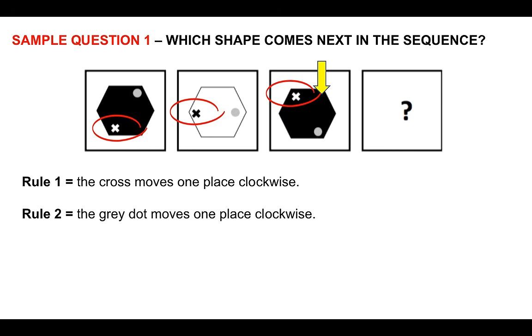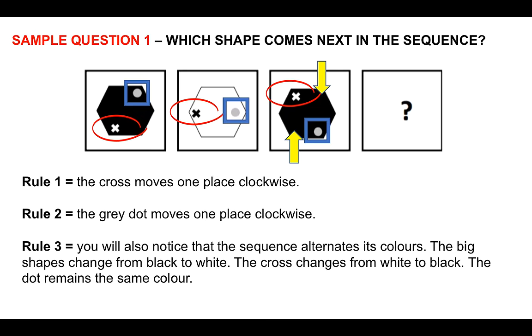Then there's rule 2. Now, you'll notice that the grey dot moves one place clockwise as well. So that moves one place clockwise, so you've got the grey dot there. It stays consistent in the fact it is grey, but it moves one there, then it moves there. So in the next shape, it needs to be there. So in our head, we can work out straight away that's where they need to be. And trust me, once you practice loads of these, and I'm going to give you some free sample test questions in a little while, then it becomes easy to answer these questions.